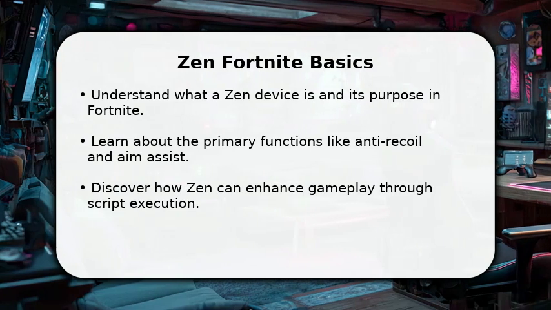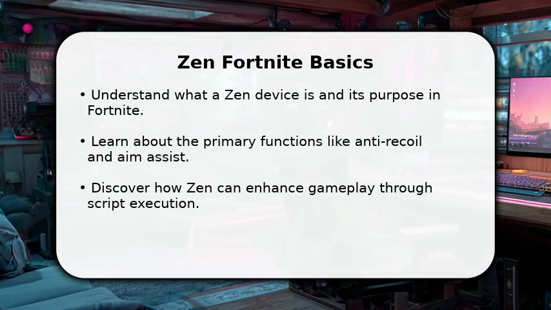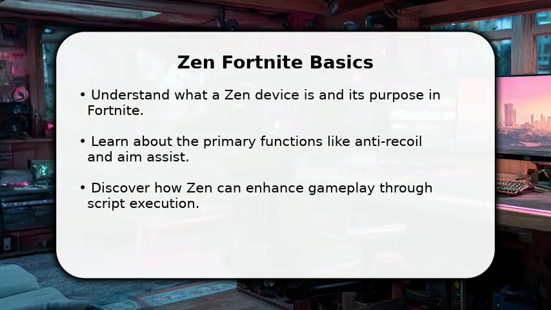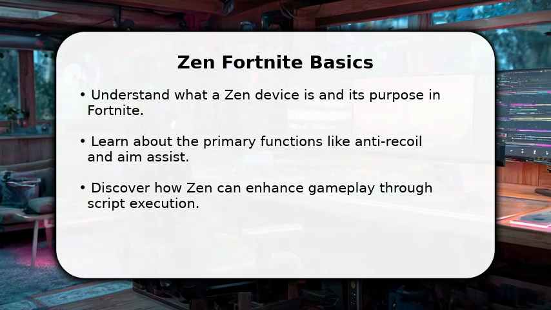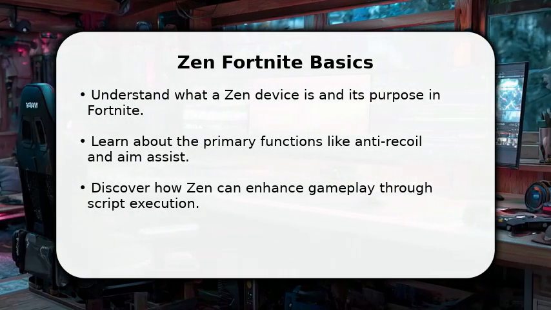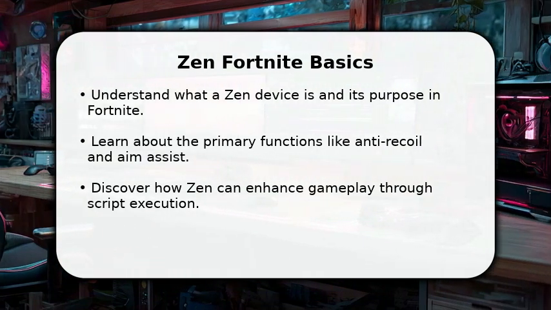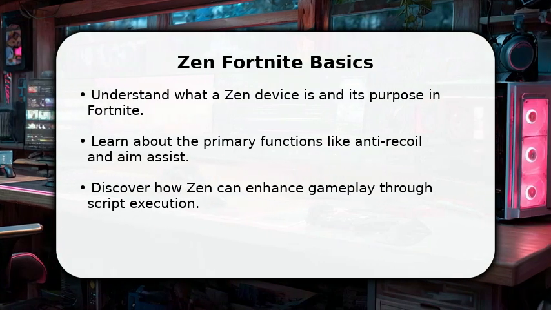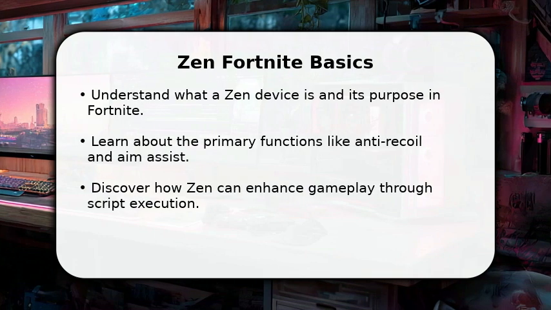In this video, I will explain how to use Zen in Fortnite. A Zen device is a powerful tool designed to enhance your gaming experience by allowing custom scripts to run. It primarily offers features like advanced anti-recoil and improved aim assist, giving you a competitive edge. Understanding its core functions is the first step to mastering your gameplay and achieving consistent performance across various scenarios.